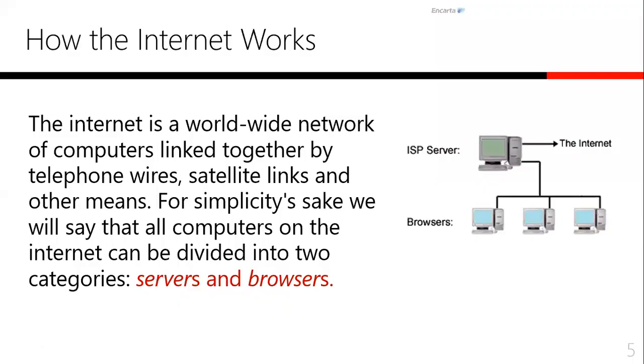So if I say how the internet works, a lot of us don't really, we browse, yes, we do a lot of stuff, but not all of us understand how the internet works. So the internet is a worldwide network of computers linked together by telephone wires, satellites, mobile ISPs, and the rest. Now, what makes the internet is all our systems, our phones, our iPads, and the rest connected together. But how do we connect?